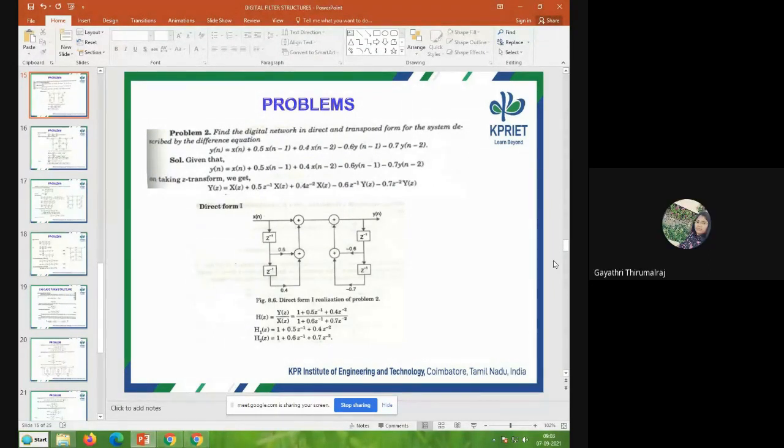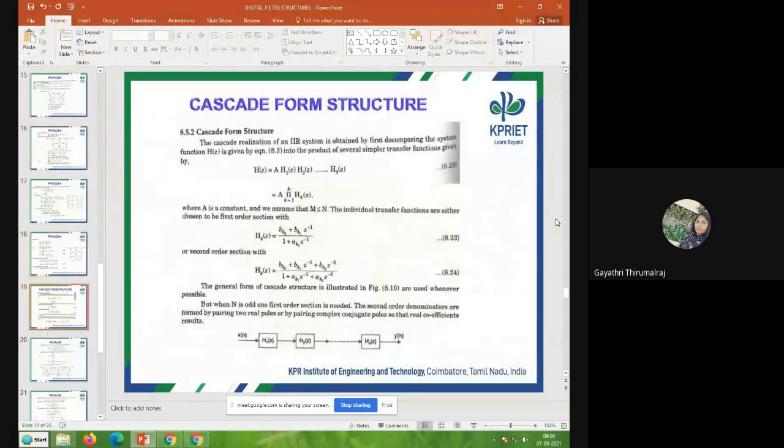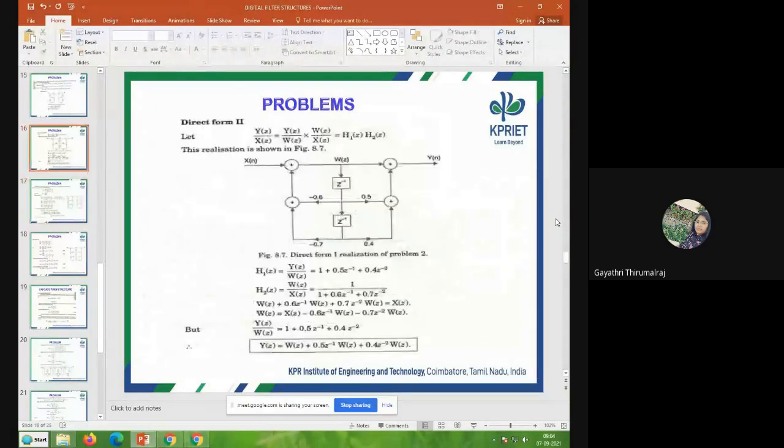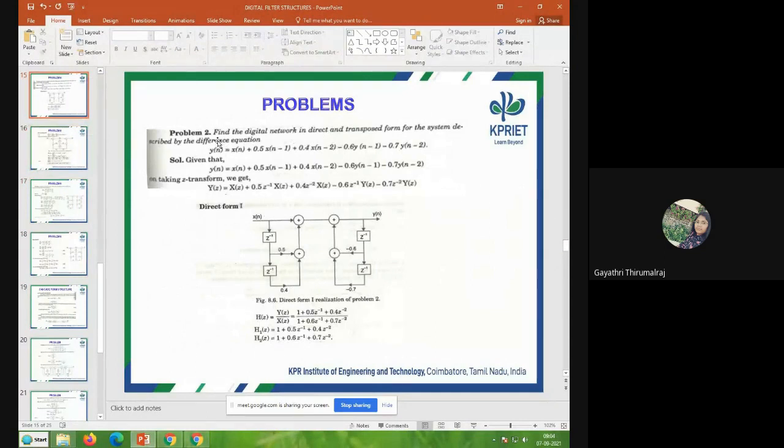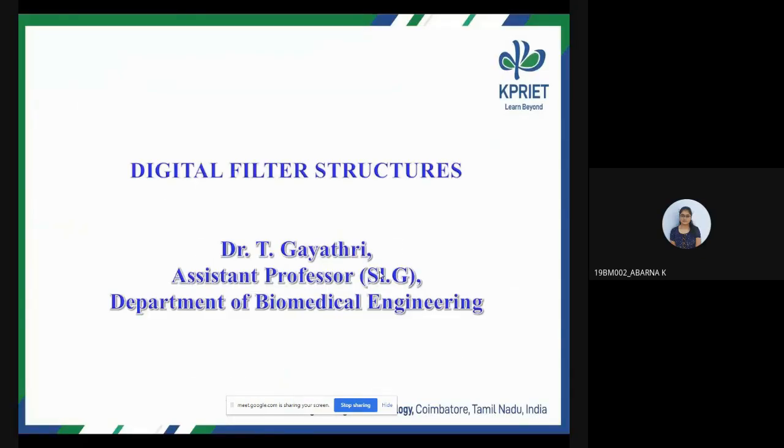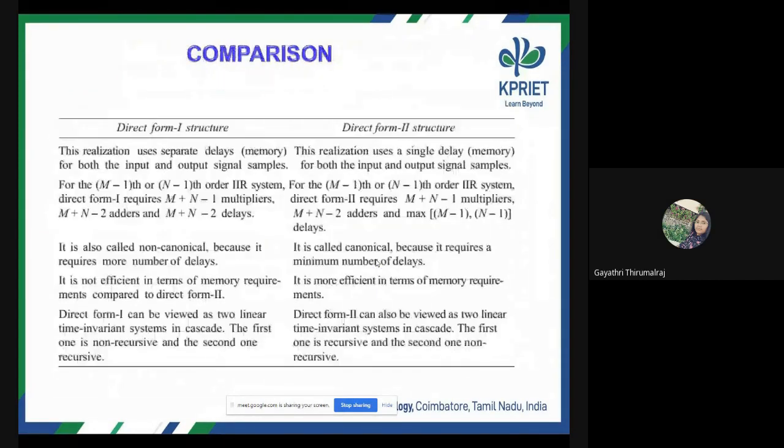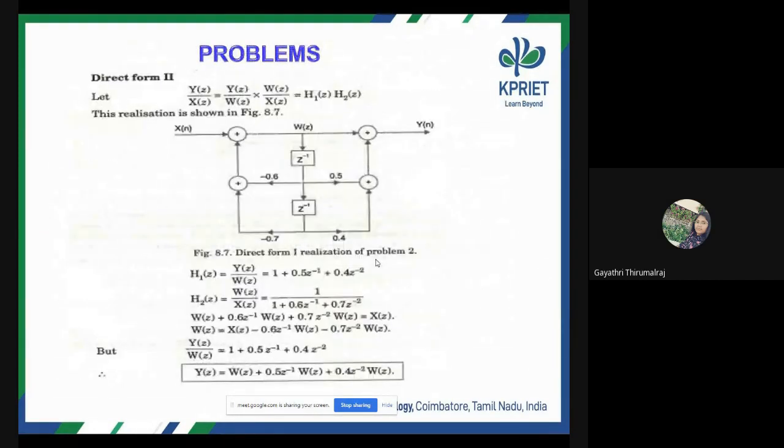Last class we have seen the realization of direct form 1 and direct form 2 structures, and we have completed one problem. Today we'll complete two more problems and we'll move on to the other form. Last class we have completed the direct form 1 for this problem, I think. Is it right? Yes, ma'am. Okay, so now we'll move on to direct form 2 for the same problem.